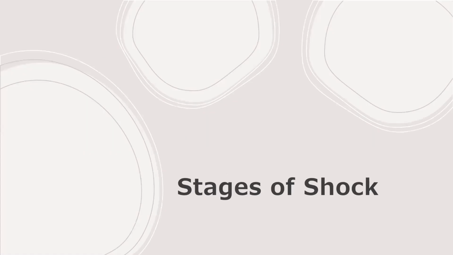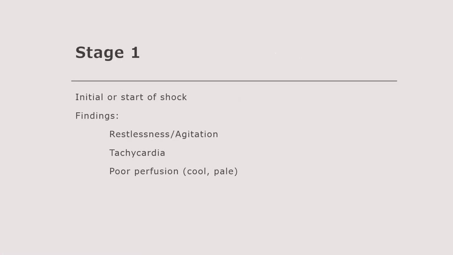So let's talk a little bit about the stages of shock before we move into meningitis. This is in general, with all the shocks, you're going to see this. Typically, there is stage 1, the initial or start of the shock. Typical findings, just as with hypoxemia, are that they are restless, agitated, and may be confused. Again, tachycardia, because the heart is starting to beat faster to compensate for what's going on. And then there's poor perfusion, so pale, cool, sluggish pulses, sluggish capillary refill.